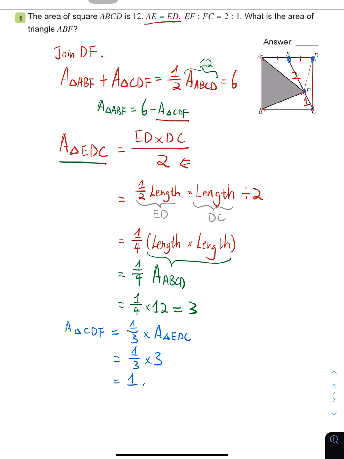So now we know that this is equal to 1, which means that the area of triangle ABF is equal to 6 take away 1, and that's equal to 5. So that's going to be the answer to this question, 5.